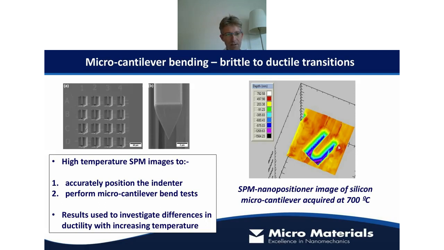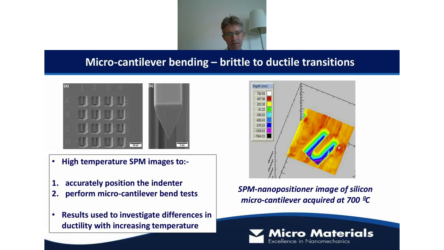A similar application, in this case, this is work from the University of Oxford, and what they've done here is they've focused ion beam milled out micro-scale cantilevers in a material, and then they've used the SPM nanopositioning stage to get an image of that silicon micro-cantilever. In this case, it's silicon, but they've done it in a range of different materials at high temperature. So you can see there a very nice image.